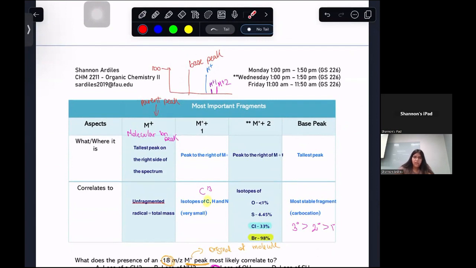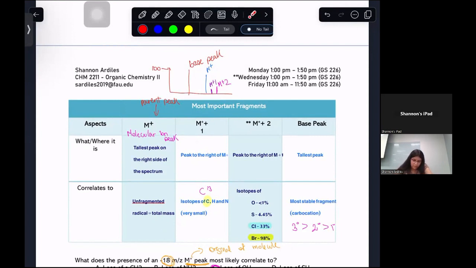Now your M plus peak, again, that guy has a few names. It has molecular ion peak or parent peak. They all mean the same exact thing. And it's always going to be the one that's the tallest to the right of the spectrum. Okay, that's why the one in blue here, that's your M plus peak. Now, very important, this guy gives you a really good clue of the molecule. Why? Because it represents the total mass, the total molecular weight of the molecule. Okay? Now, M plus 1, that guy, we know where to find it, to the right of M plus.